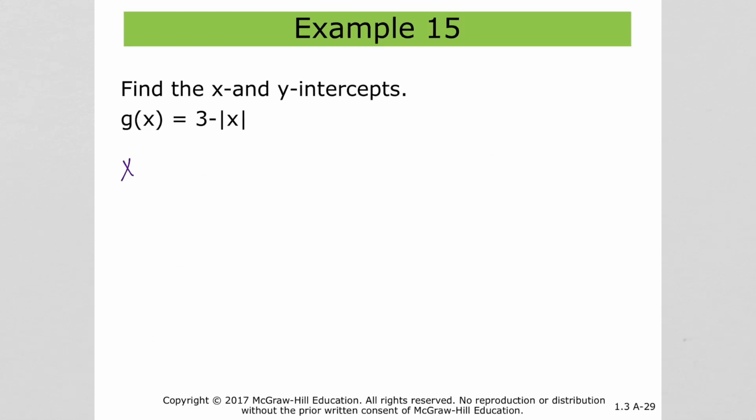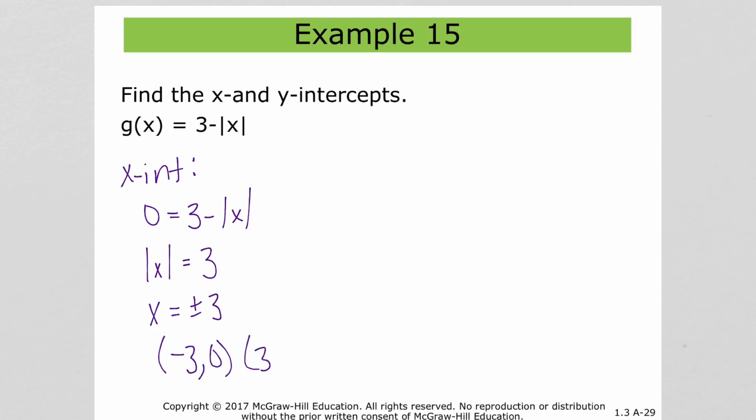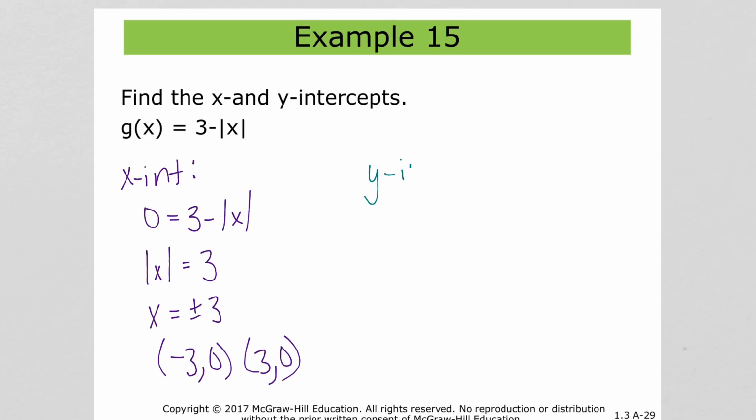For 15, we do the same thing. For the x-intercept, we let y be 0. So we've got 0 equals 3 minus the absolute value of x. And solve for x. So x could be positive or negative 3. So the x-intercepts are negative 3, 0, and 3, 0. And then for the y-intercept, we let x be 0. Absolute value of 0 is just 0. So y is 3. So the y-intercept is 0, 3.